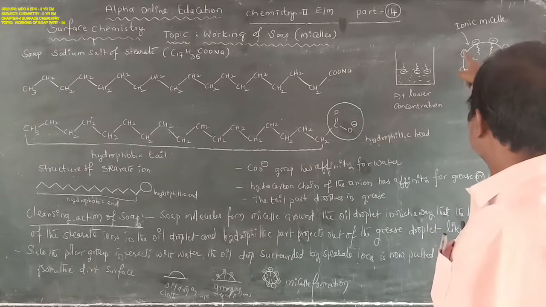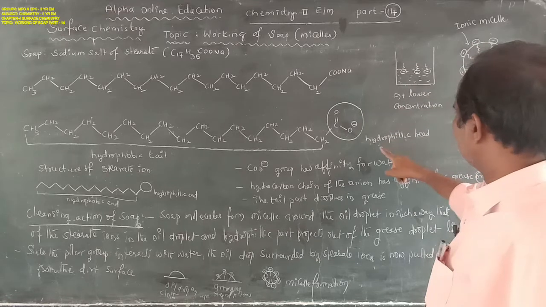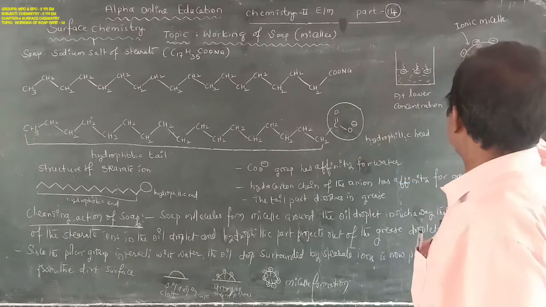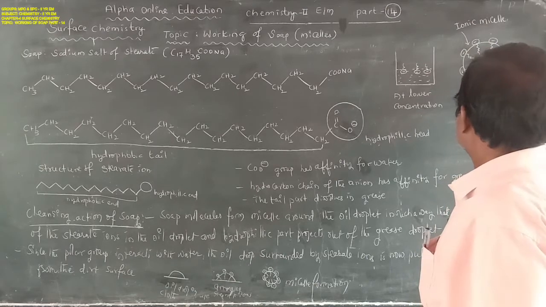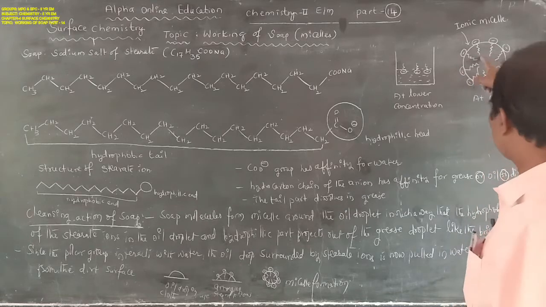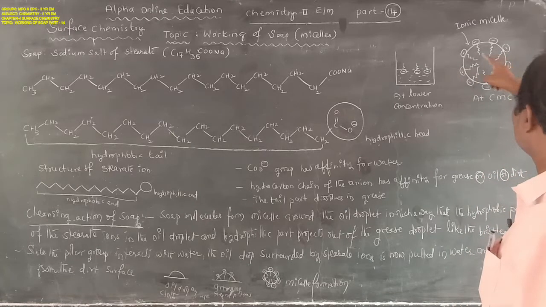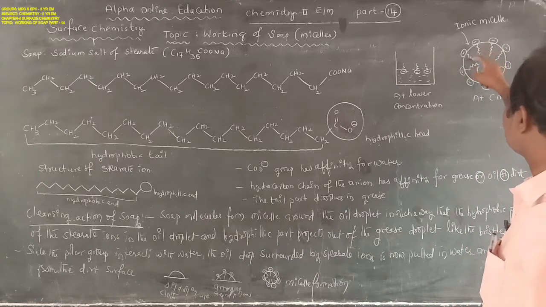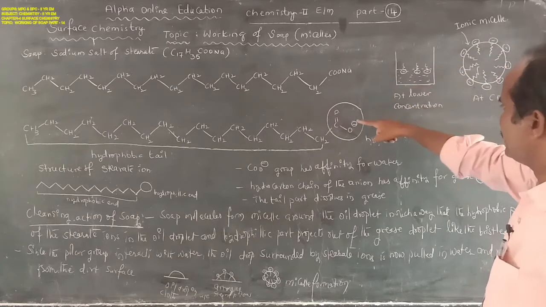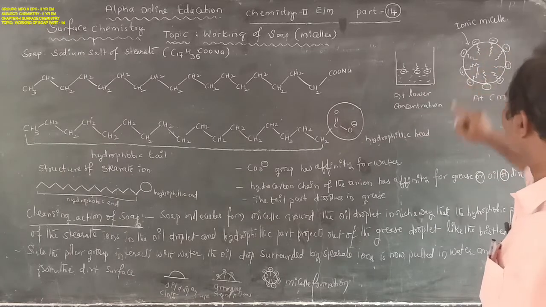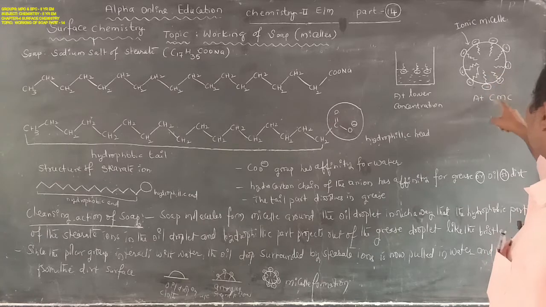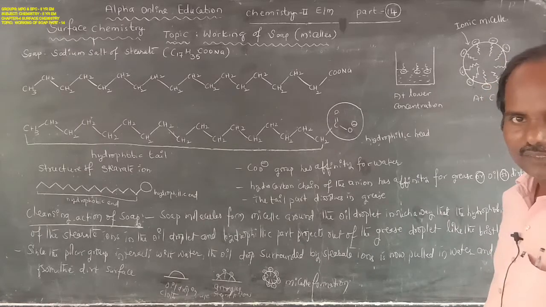So this is the negative end, the hydrophilic end, the COO minus carboxylate ion end. Then these ends are hydrophobic ends, which are the alkyl chains. Alkyl chains act as hydrophobic ends. The carboxylate end acts as the hydrophilic end. So these are the hydrophilic ends. Then it forms the micelle.